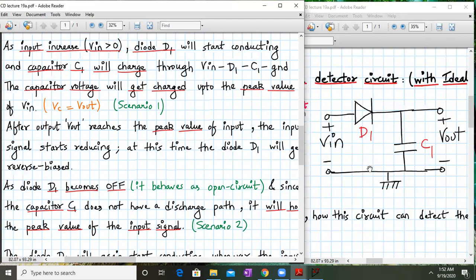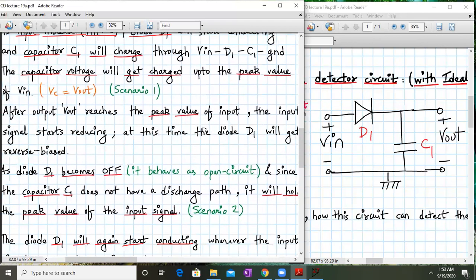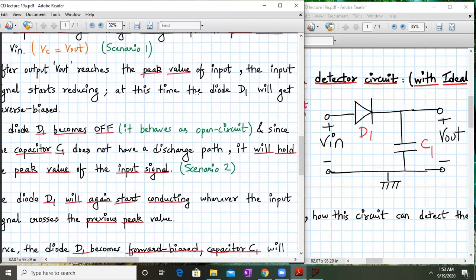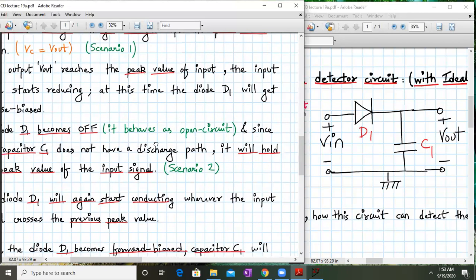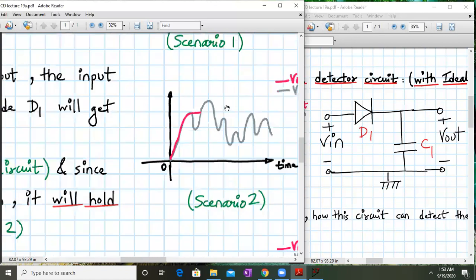And we know that whenever the diode is off, it will offer a very high resistance, which will be treated as an open circuit. So what will happen is now suddenly the capacitor is alone. It doesn't have a discharge path. So the only option for the capacitor is to hold this charge, right? So it will hold this charge.